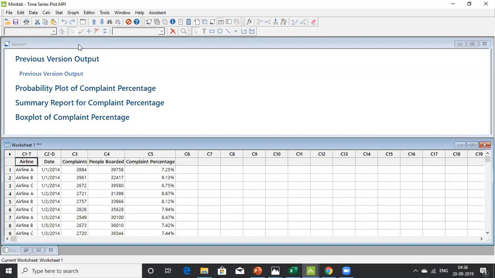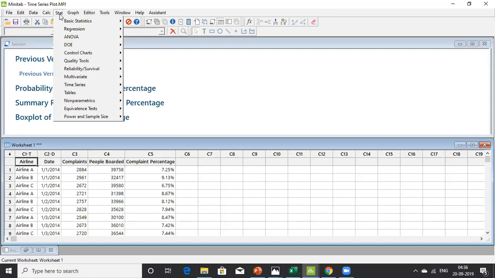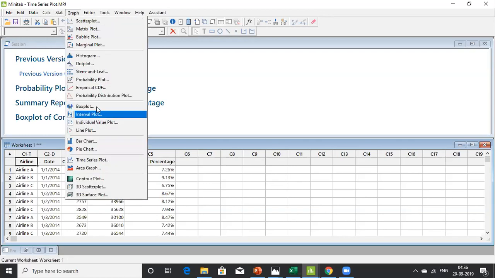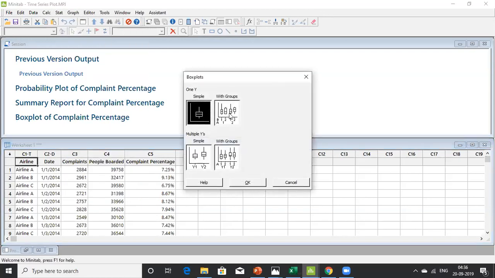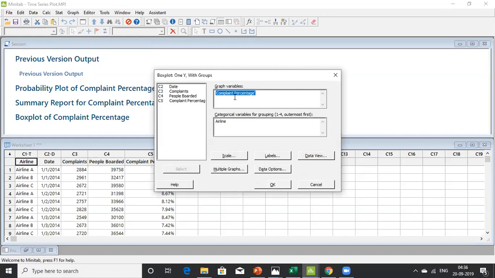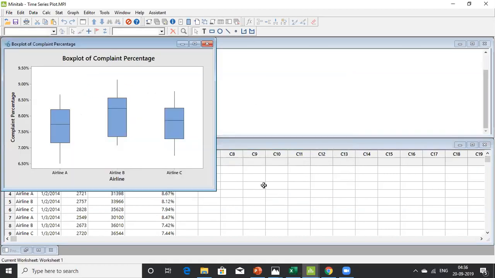So we are putting it on a box plot. I go to Graph, start a graph. I select the box plot. I select With Groups, the second option, because I have different variables. There are three variables that I have. In the graph variable, I select complaint percentage, which is my Y, the problem that I am trying to address. And I am analyzing it against different airlines, which is airline A, B, and C. And I get this chart.